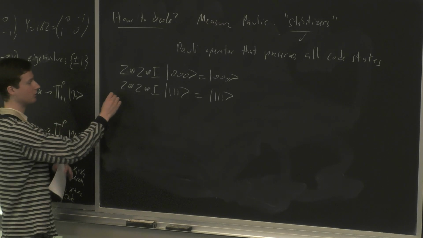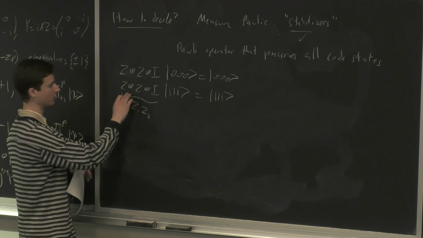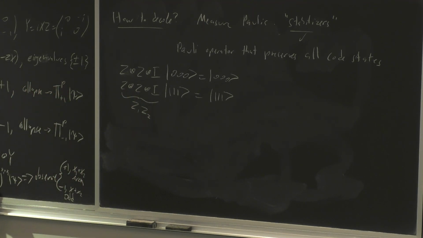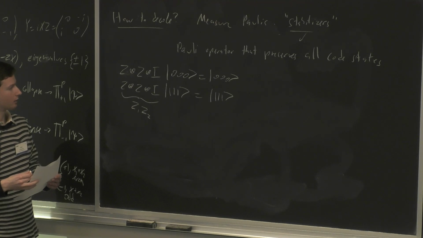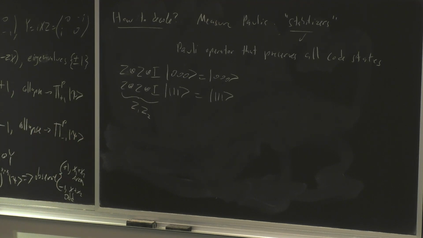So essentially Z tensor Z tensor I, which we will actually denote Z1, Z2, to correspond to Z's acting on the first two qubits, is a stabilizer of our code. It preserves all the code states. Can anyone tell me what is another stabilizer of this classical repetition code?